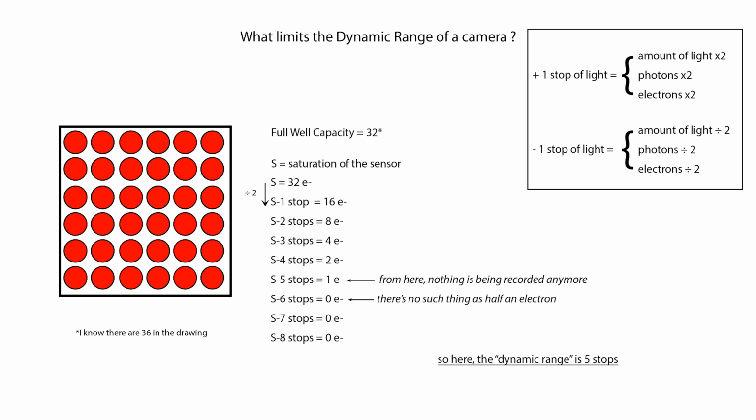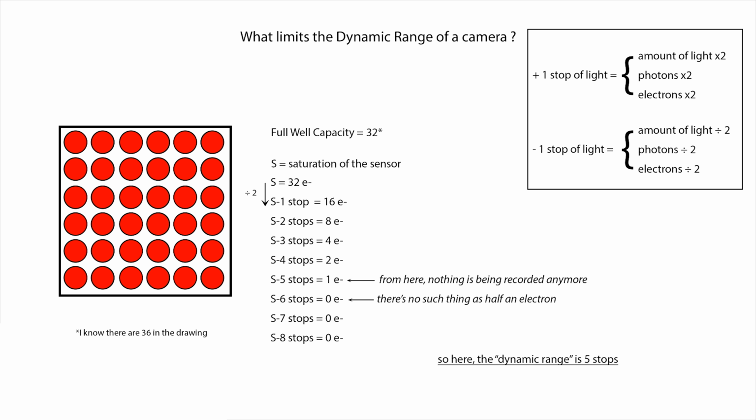So if, let's say, you have a white object in your scene and you expose it so that it just barely saturates the sensor, this white object will have freed 32 electrons during that exposure time. Now you have a second object that is one stop darker than the white object. This one will, for that same exposure time, free up 16 electrons. Then one stop darker, 8 electrons. One stop darker, 4 electrons.